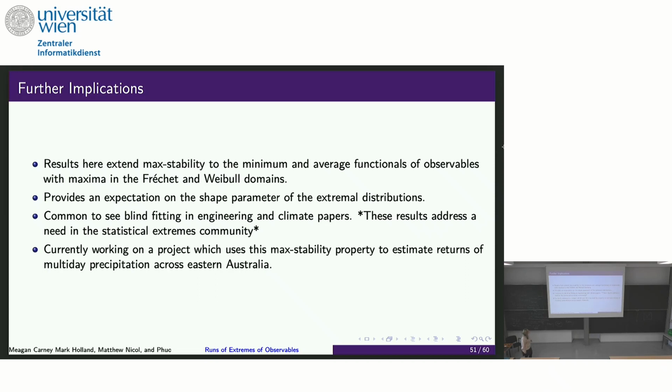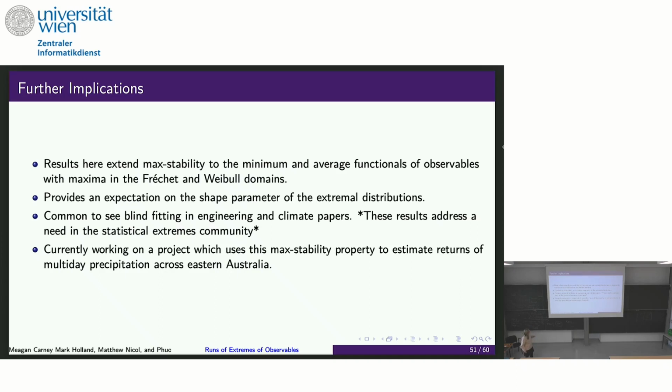What's common actually is I've done a lot of reviewing for papers in engineering and climate. And what's common, because there are no tools and techniques, is sort of blind fitting of the data. So they want to see a distribution for some average over a window of, say, 1 week. They'll just fit the GEV to that average, get out some shape, which is often negative, so bounded, because there's no data in the tails. So these results actually address a really big need, I think, in the statistical extremes community for people who are applying this stuff.